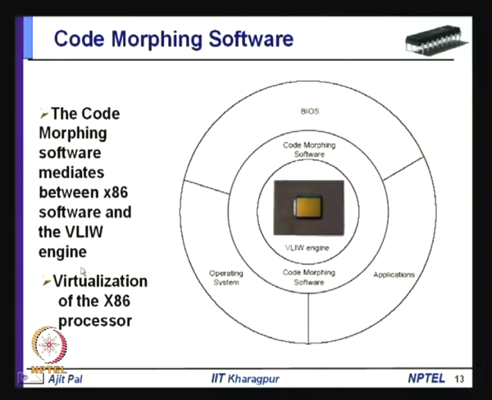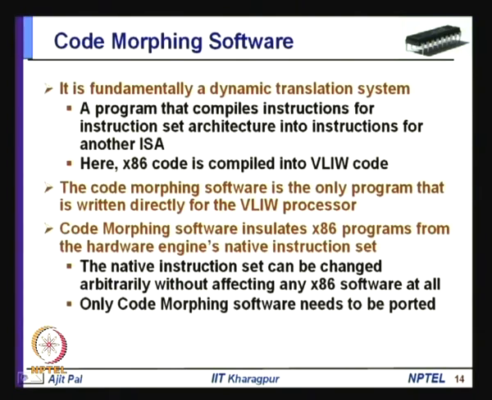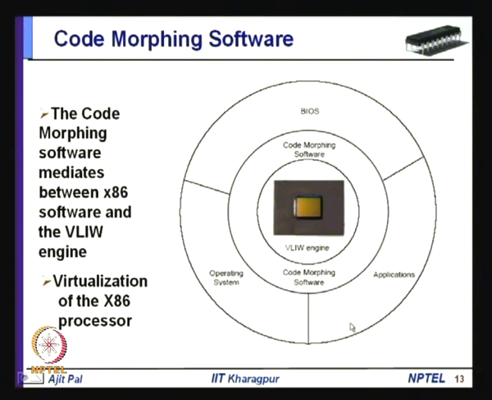The users have written their programs in x86 code, but there is a piece of software known as code morphing software, as it is shown. It is insulating the VLIW engine from the outside world. Here you can see the operating system, BIOS, and all the applications that you encounter in your traditional Pentium based systems. Those are all written in x86, that means, the Intel series of processors.